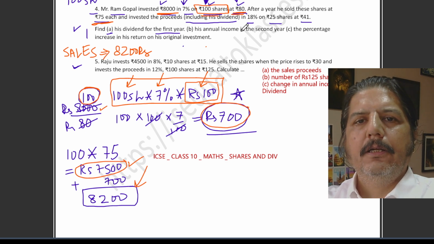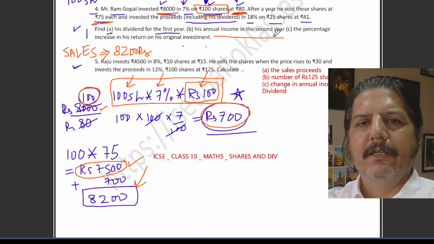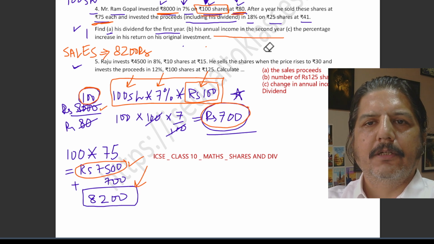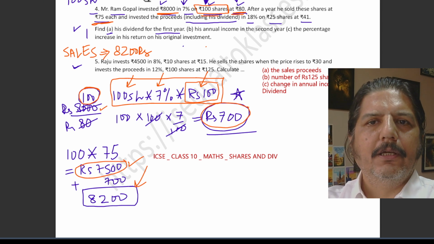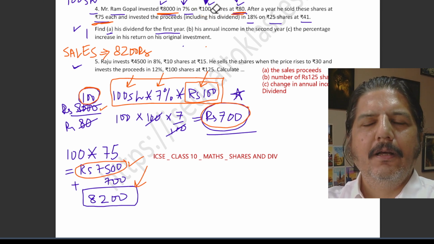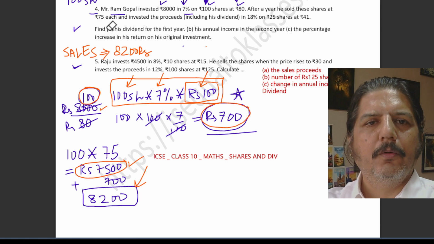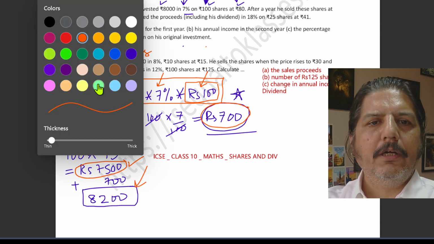Okay. His annual income in the second year. Okay, this will take some time. So till here we are clear. Let me erase this so that we can proceed. Okay. So what happens afterwards?